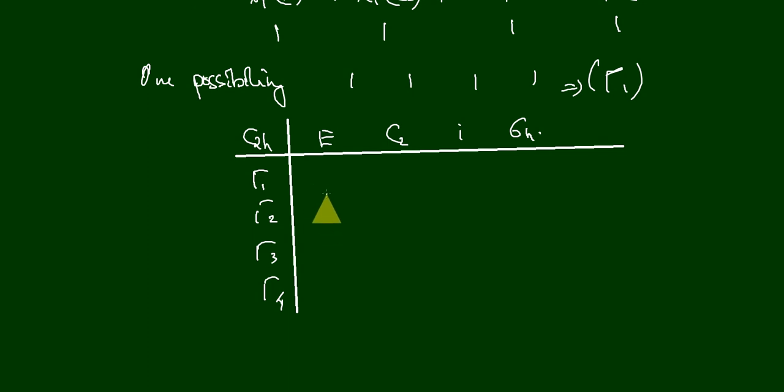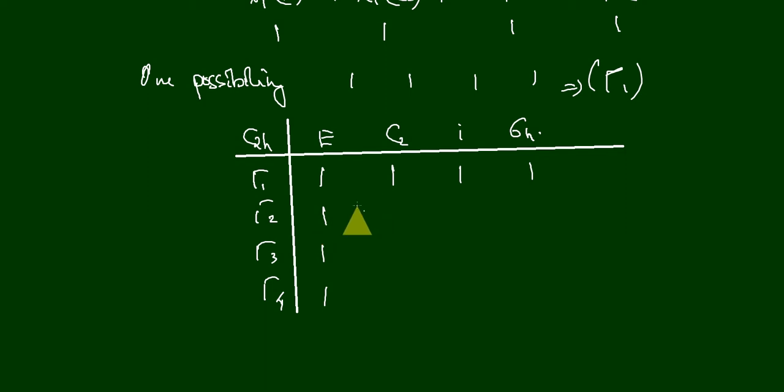And we have already proven that in each irreducible representation, the character of E is equal to 1. This one we have already proven. And we also know that one sure shot possibility for the character set is 1, 1, 1, 1. Okay. So we can write so far.